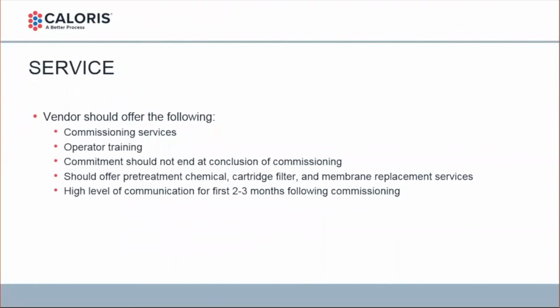For service, the vendor should offer the following: commissioning services and operator training. The commitment should not end at the conclusion of the commissioning. That vendor should offer pre-treatment chemicals, cartridge filters, and membrane replacement services. You should definitely have a high level of communication for the first 2 to 3 months following commissioning, especially for inexperienced RO operators.